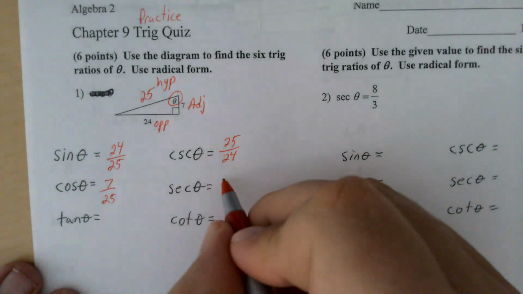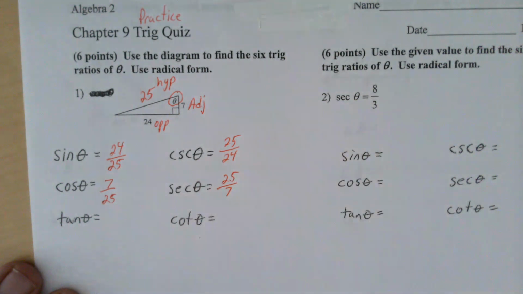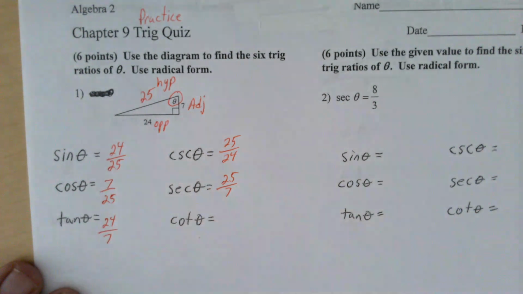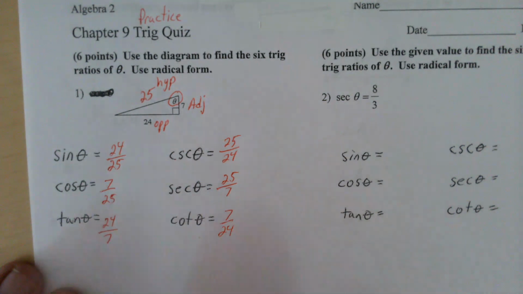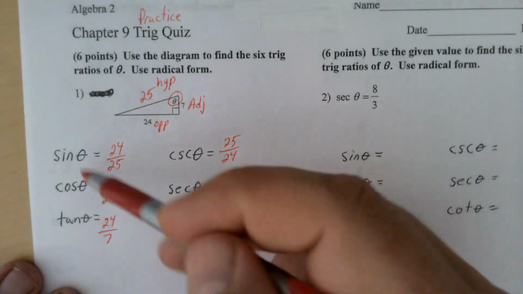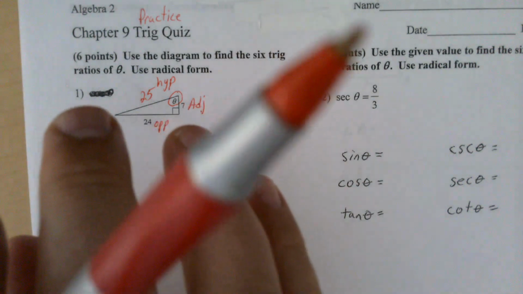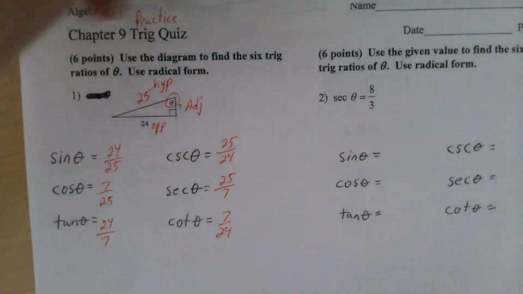I flip it for the secant, where I'm comparing the hypotenuse to the adjacent side. Okay, and finally, tangent, the TOA part, is the opposite over the adjacent. Cotangent, flip it. And that's all you're doing. We could easily find out what theta is, okay? We could ask any of these to tell us what that angle measurement is, but that's not what I'm asking. So you will get 6 points on your quiz if you can quickly fill out the 6 ratios.